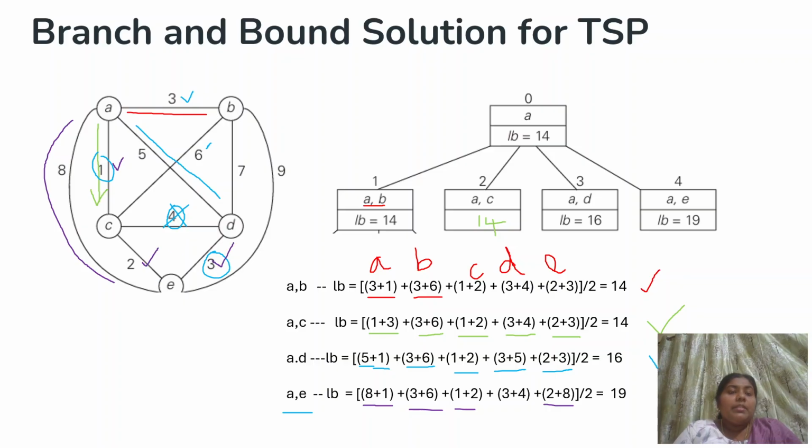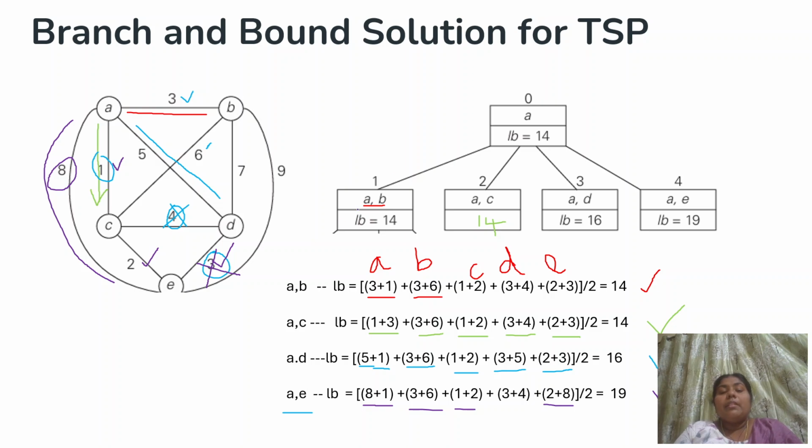But what is the normal concept? The partial tour from A to E. So which node should be selected? 8 should be selected. So instead of 3, I am just going to select 8 as well as 2. So 2 plus 8, that is given here. The total value is equal to 19. So this is the first stage, the first level of the state space tree.